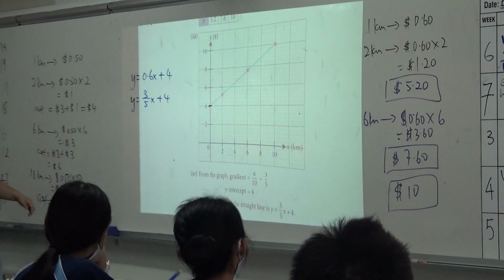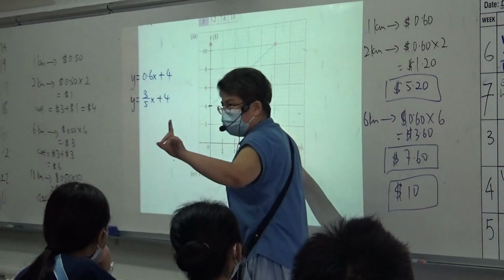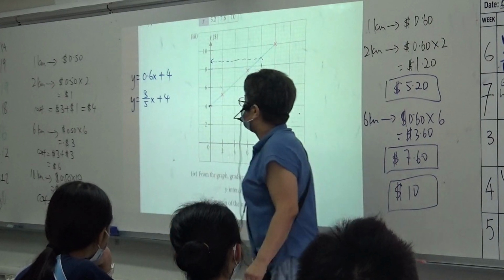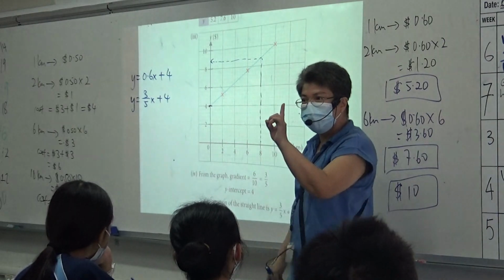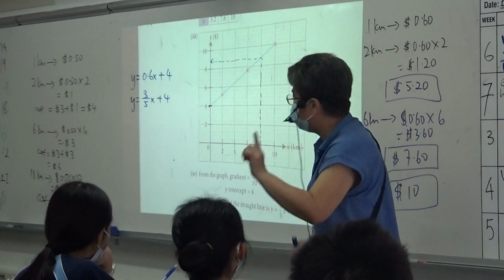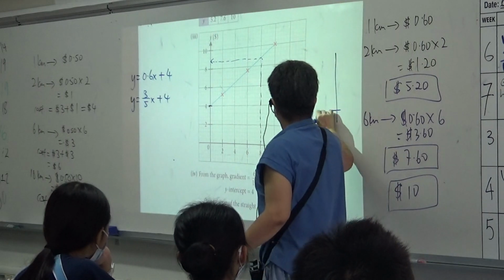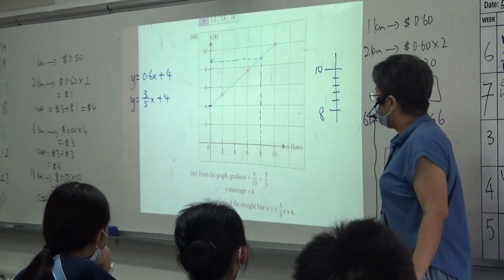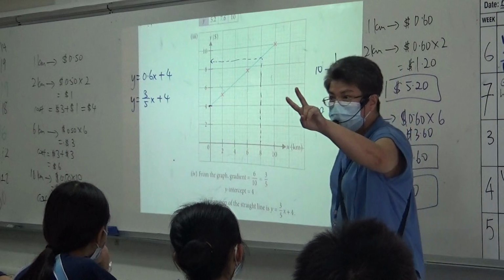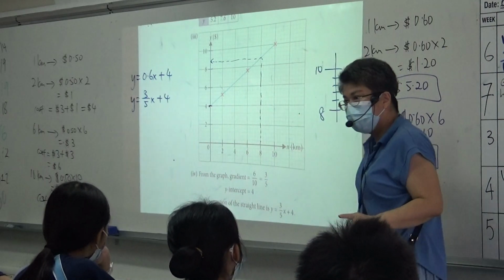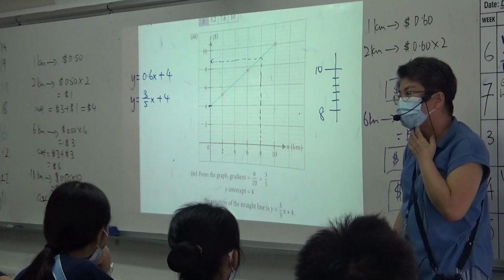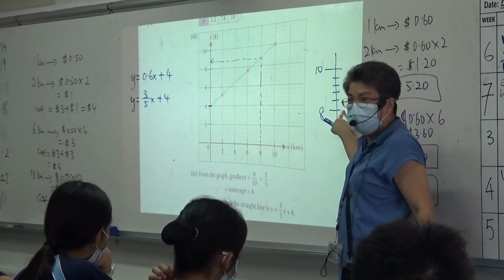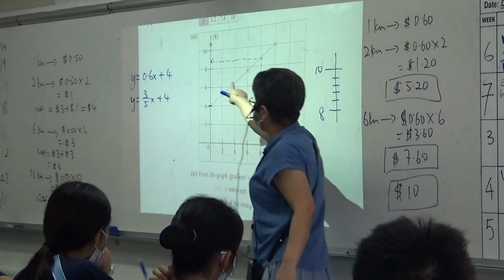Now, the question also asks, what is the cost for 8 kilometers? So, you will go and look at 8 kilometers. You draw a dotted line up here. Okay, but this is not a very good scale. You may have a problem with it. Look, this is 8. 1, 2, 3, 4, 5. This is 10. Do you agree 5 squares is $2? What is 1 square? 40 cents, right? Correct.